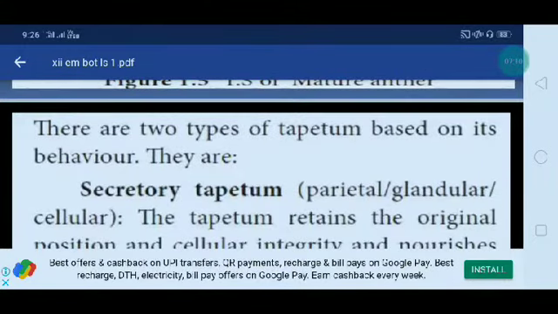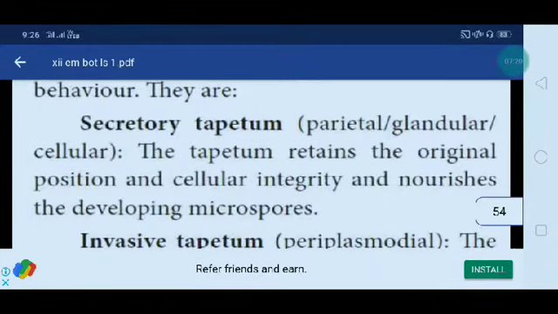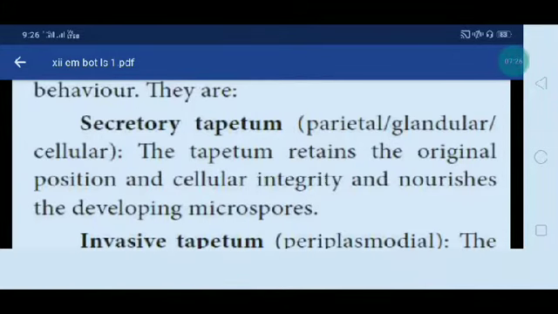Here's a mature anther. There are 2 types of tapetum based on its behavior. First one is secretory tapetum, parietal or granular. The tapetum retains the original position and cellular integrity and nourishes the developing microspores. That is called secretory tapetum.